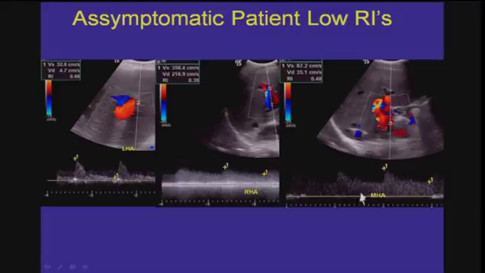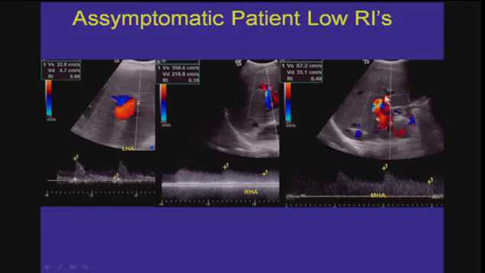It's normal again. Here's a patient who was asymptomatic but had very low resistive indices. And again, left hepatic artery is a completely normal resistive index. Right hepatic artery, very low resistive index. And here is the main hepatic artery, also low. So does this patient need to go to angiography? Is this hepatic artery thrombosis, just involving a couple of vessels, or is there something else going on?